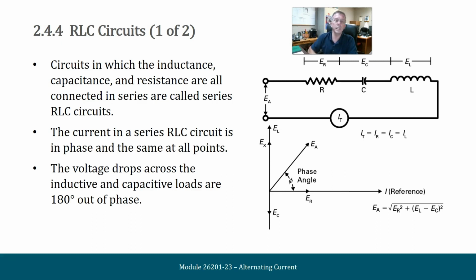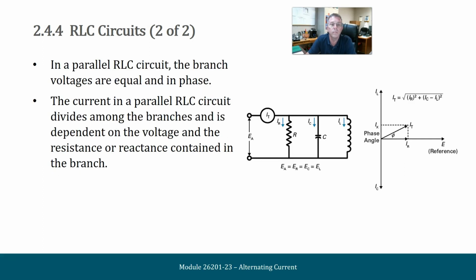Circuits in which the inductance, capacitance, and resistors are all connected in series are called series RLC circuits. The current in a series RLC circuit is in phase and the same at all points. The voltage drops across the inductive and capacitive loads are 180 degrees out of phase. In a parallel RLC circuit, the branch voltages are equal and in phase. The current in a parallel RLC circuit divides among the branches and is dependent on the voltage and the resistance or reactance contained in the branch.